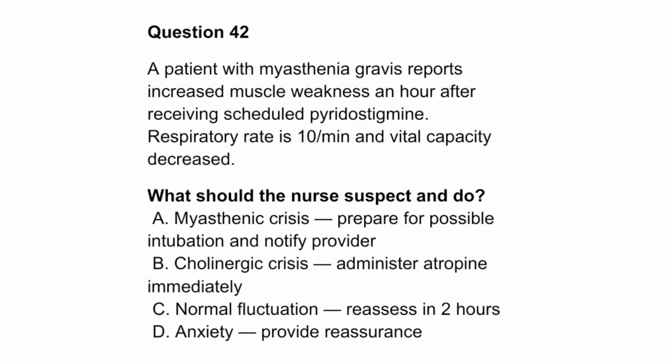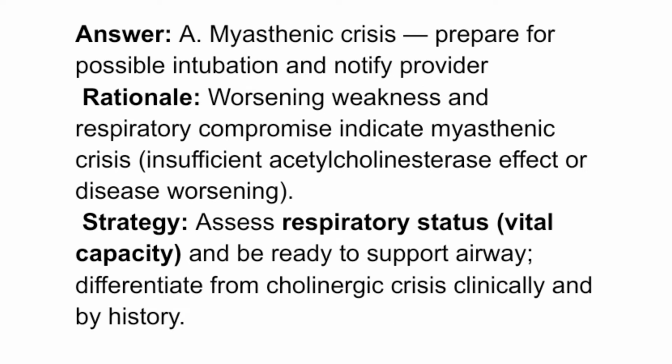Question 42. A patient with myasthenia gravis reports increased muscle weakness an hour after receiving scheduled pyridostigmine. Respiratory rate is 10 per minute and vital capacity decreased. What should the nurse suspect and do? A. Myasthenic crisis, prepare for possible intubation and notify provider. B. Cholinergic crisis, administer atropine immediately. C. Normal fluctuation, reassess in 2 hours. D. Anxiety, provide reassurance. Answer: A. Myasthenic crisis, prepare for possible intubation and notify provider.